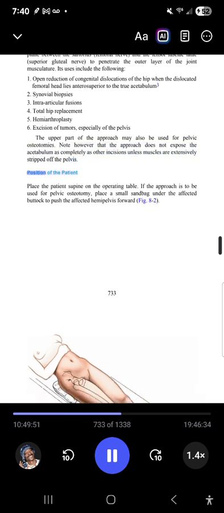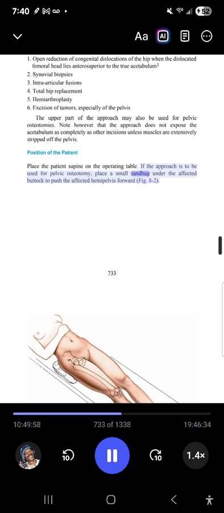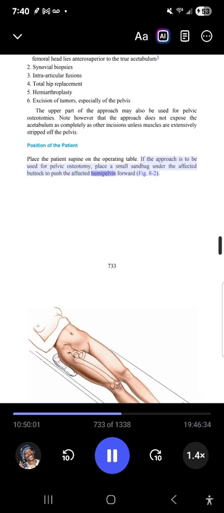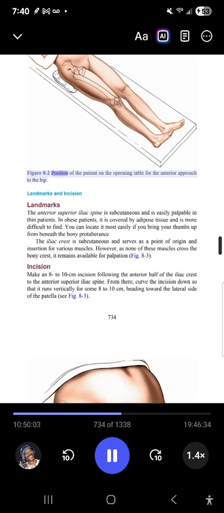off the pelvis. Position of the patient. Place the patient supine on the operating table. If the approach is to be used for pelvic osteotomy, place a small sandbag under the affected buttock to push the affected hemipelvis forward. Figure 8-2. Position of the patient on the operating table for the anterior approach to the hip.